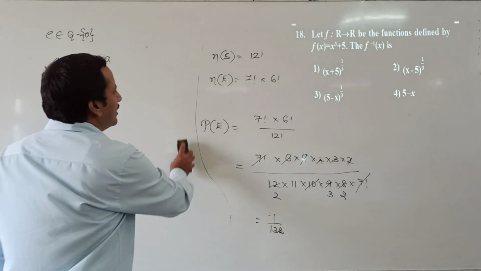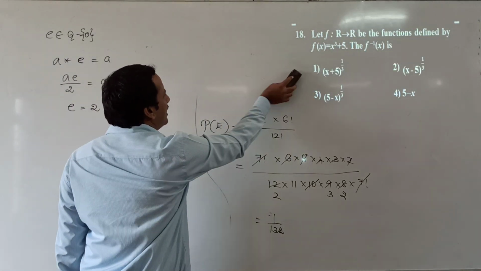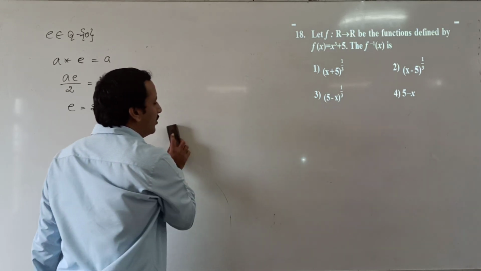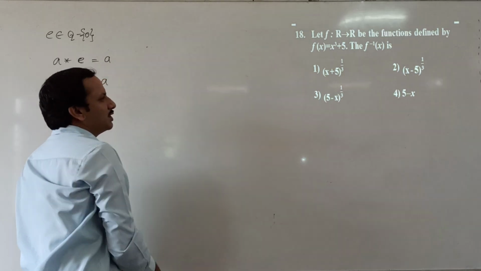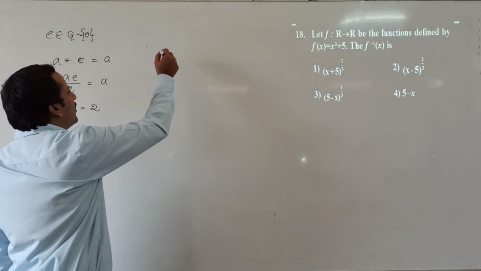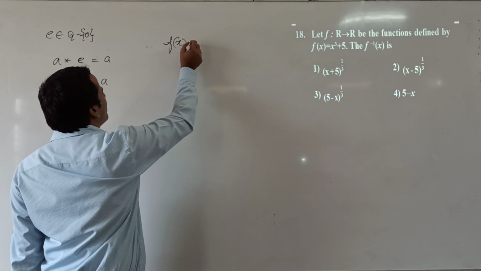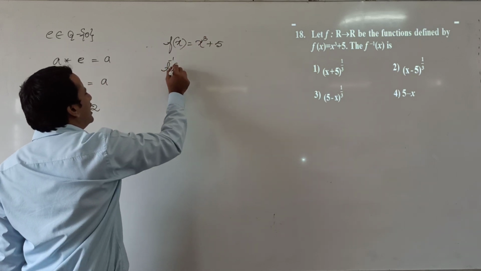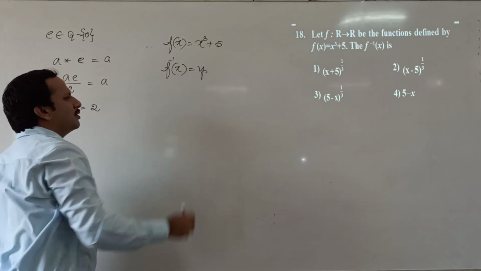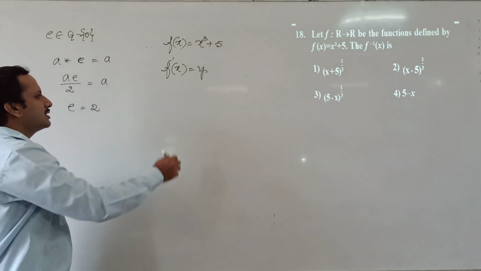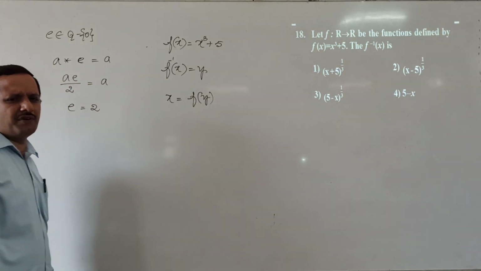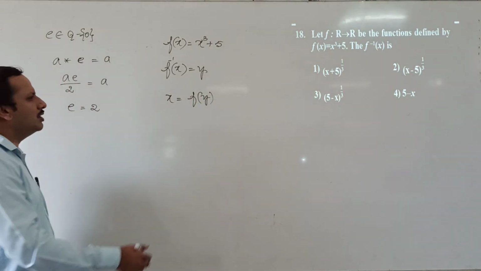Then 18th question. Let f from R to R be the function defined by f of x is equal to x cube plus 5. Then what is f inverse of x? f of x is equal to x cube plus 5. We want f inverse of x. Let f inverse of x be equal to y, then x is equal to f of y.